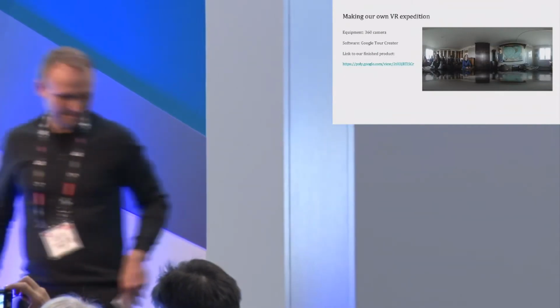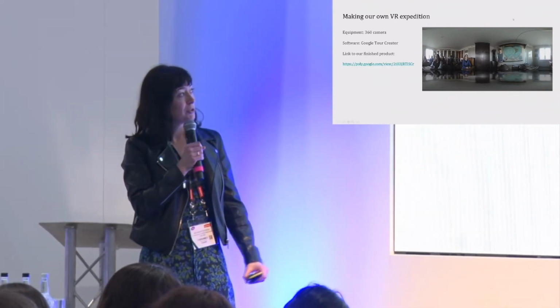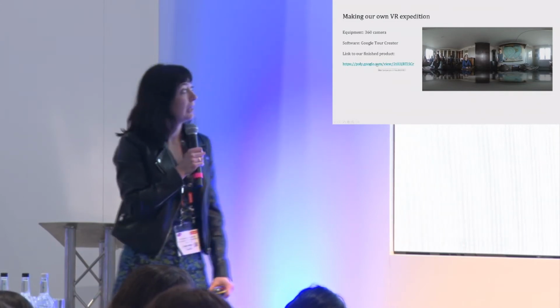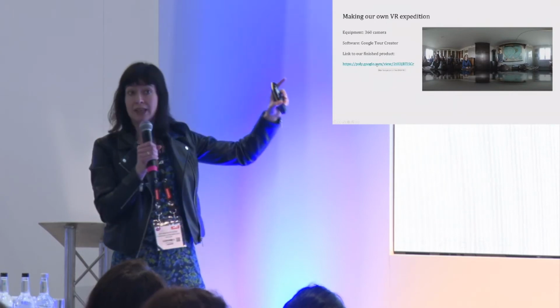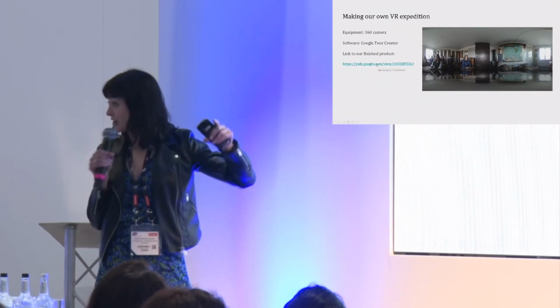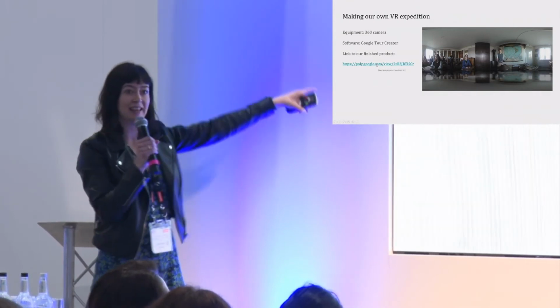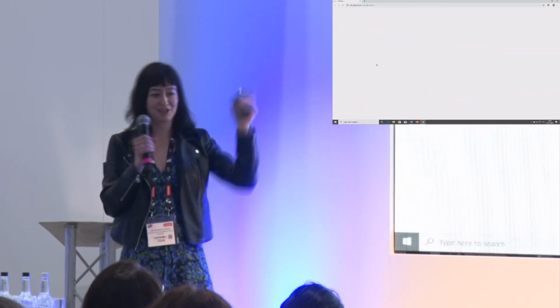Okay, so for making expeditions, we needed a 360 camera. So first we set up a meeting with the museum to make a plan. We've used Google Tour Creator to make the expeditions, and we're going to try to show you the expeditions we made. So if you can click on the link, we'll see if it works. If not, we'll just jump back in.